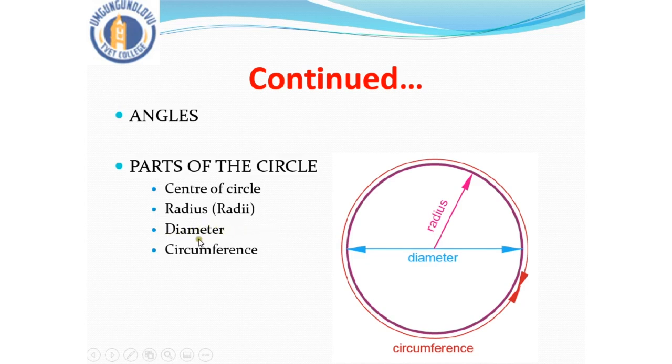Then the diameter. Same as with the radii, there are an infinite number of diameters in a circle, but they are all equal. A diameter is a line drawn from the circumference through the center to the other side of the circumference. We can also draw a diameter from this side, through the center to the other side of the circumference.